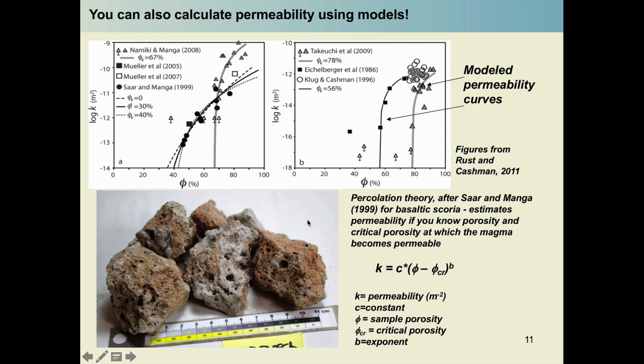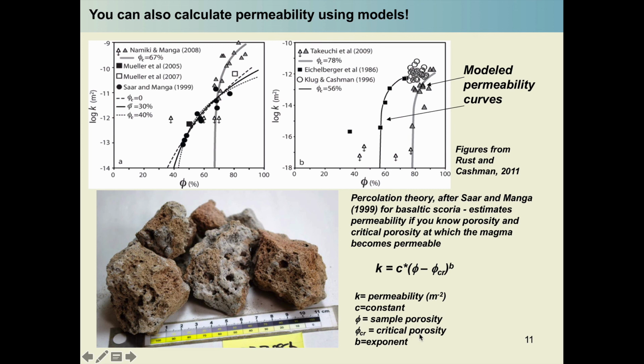So the percolation theory equation is given here, where k is permeability, again in meters squared. I have a little typo here: it should be meters squared, not meters to the -2. It is equal to a constant times phi minus phi critical, or phi sub CR, to the b exponent. So phi is your sample porosity that you measured. Phi critical is some assumed critical porosity at which that sample became permeable when it was a magma. And b is an exponent that you can fit.